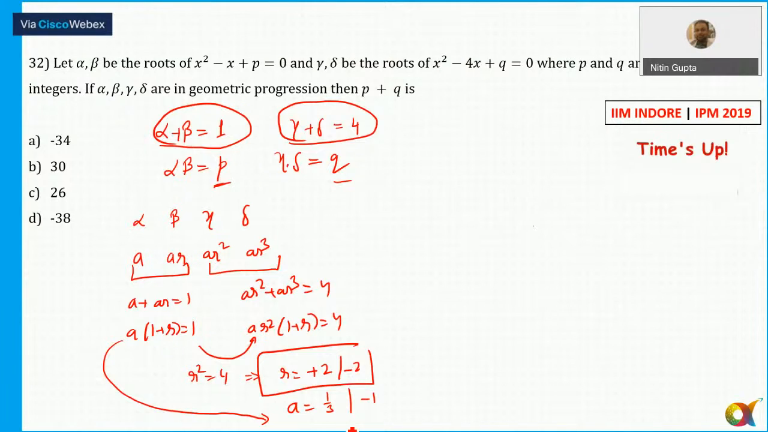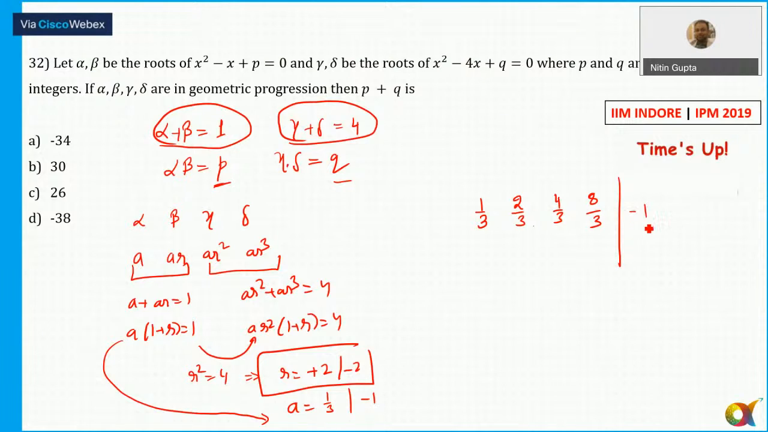So there are two series. If my first term is 1 by 3, common ratio is 2. So 1 by 3 into 2 is 2 by 3, 2 by 3 into 2 is equal to 4 by 3, and 4 by 3 into 2 is equal to 8 by 3. Okay, now this is the first case. In the second case, when A is equal to -1.